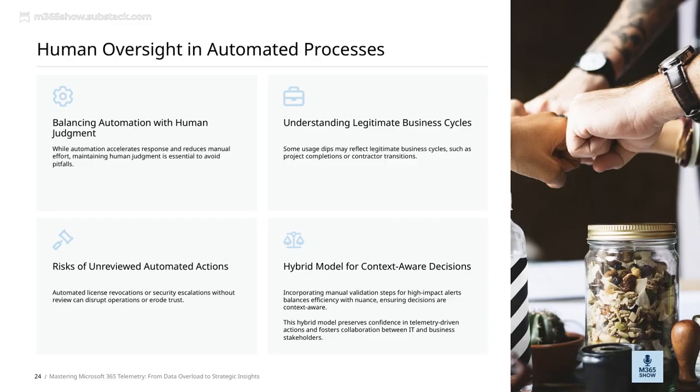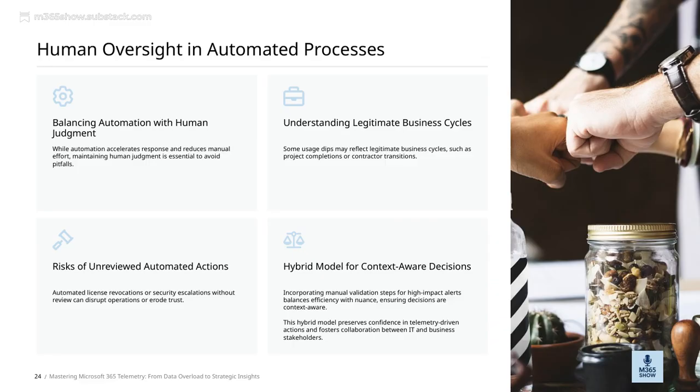Now about this hybrid model. It's designed to help us make context-aware decisions. For example, automating license revocations or security escalations without review might seem efficient, but it can cause disruptions or erode trust if not carefully managed. Unreviewed automated actions carry risks, especially if they impact users or operations unexpectedly.